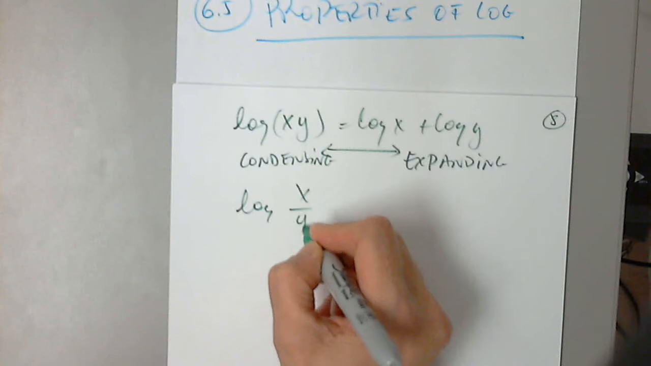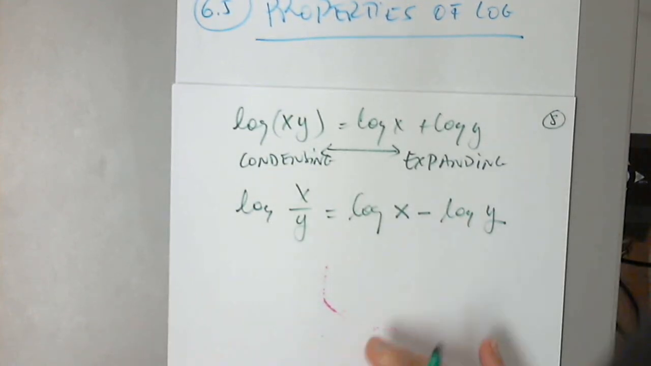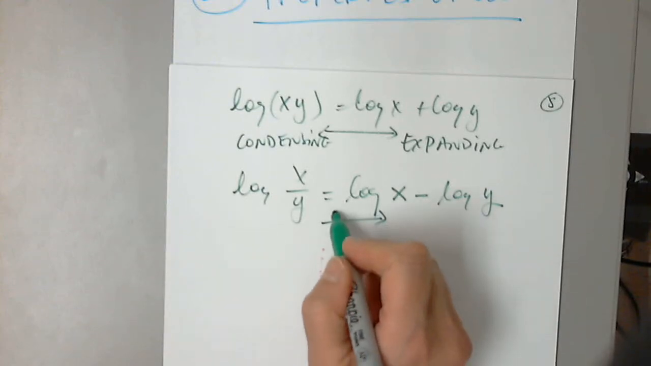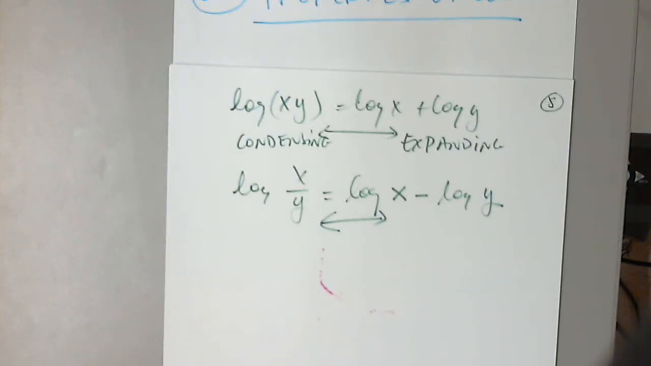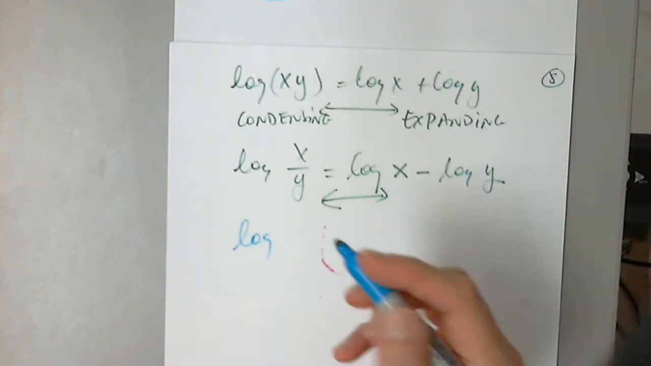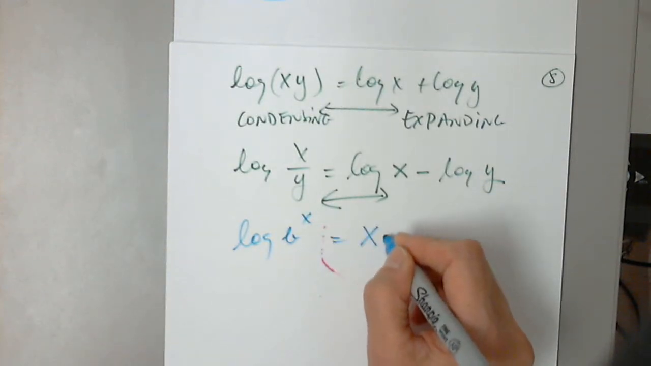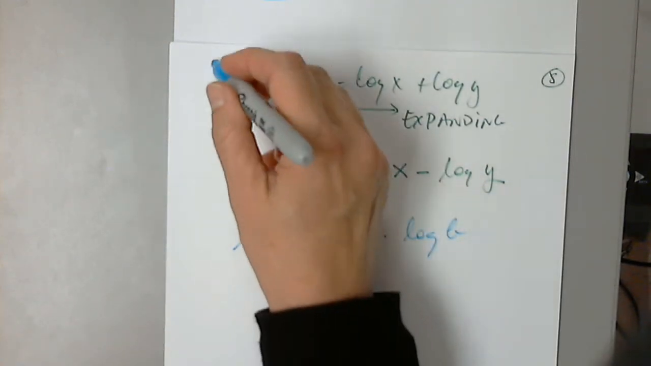So log x over y is log x minus log y. Again, it goes back and forth. And the last one is the power that we just used a few minutes ago. So log base, any base, of b raised to x is x multiplied by log b.